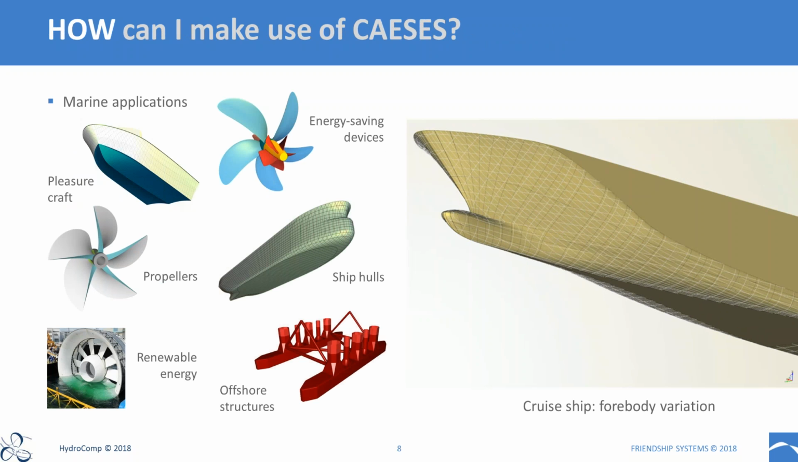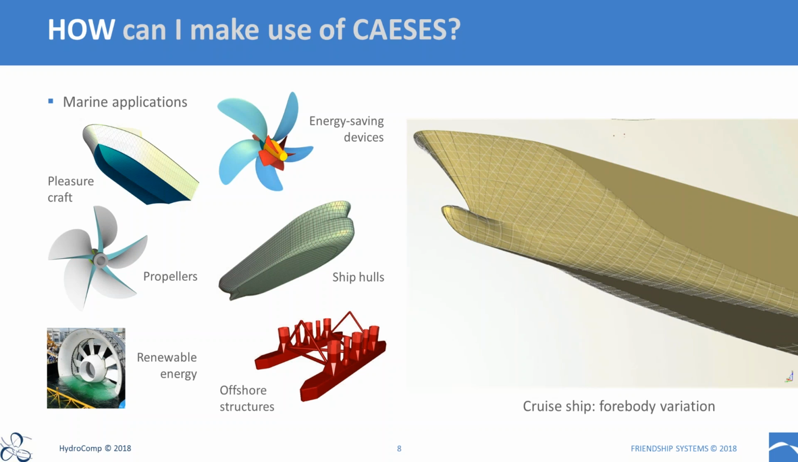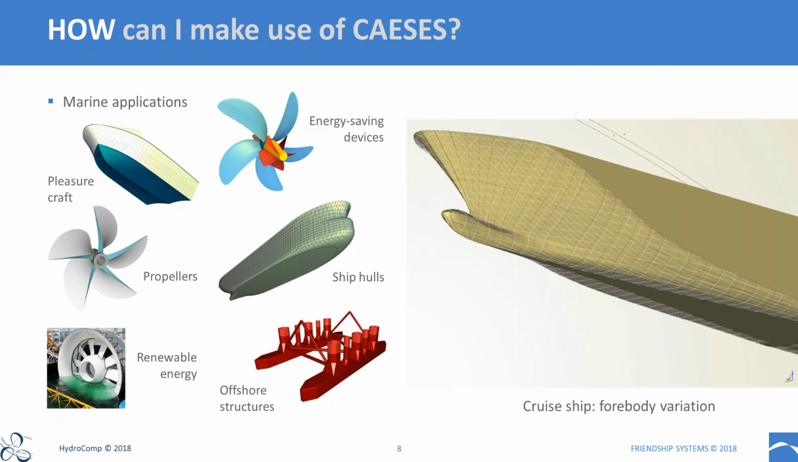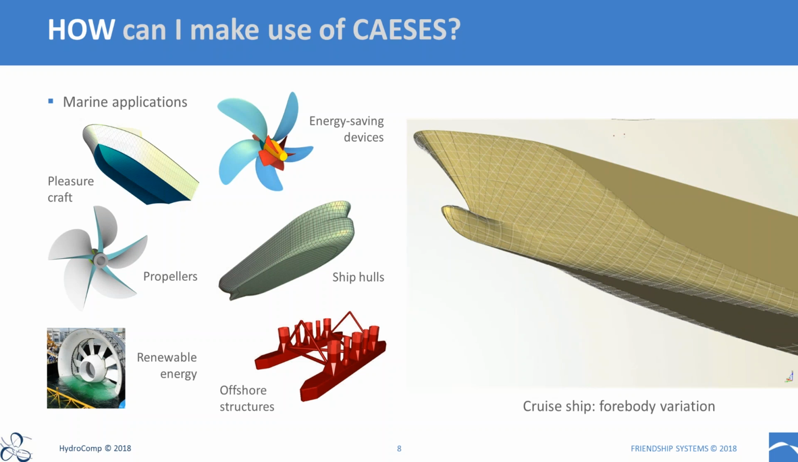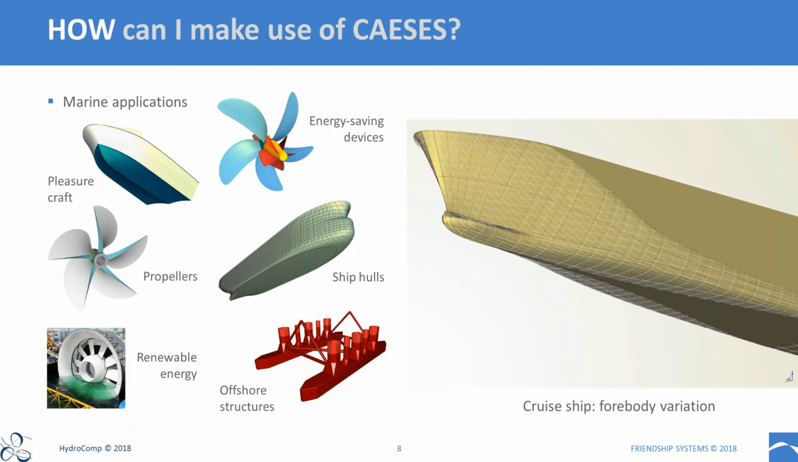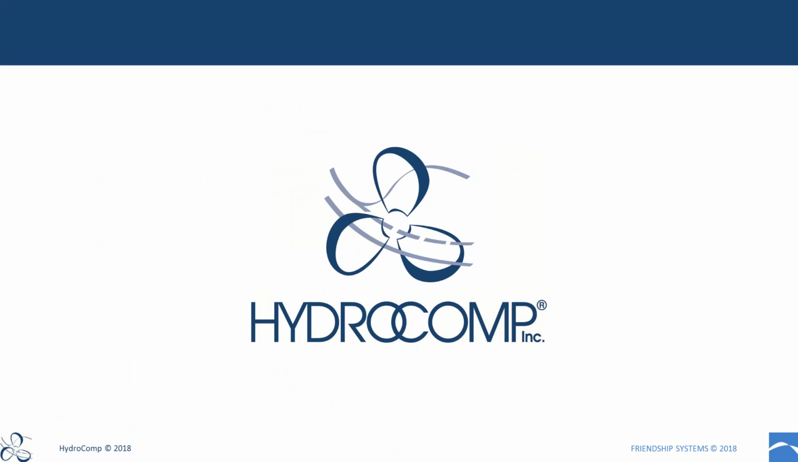Finally, how can I make use of CAESES in the context of marine applications? You can see here a couple of examples from going from ship or boat hulls to energy-saving devices, propellers, but also offshore structure, renewable energy systems that are located in the marine environment, things like that. And you also see a geometry variation on the side. So I think, or I hope, this will give you an idea of what we do here at Friendship Systems and what our tool is supposed to do.